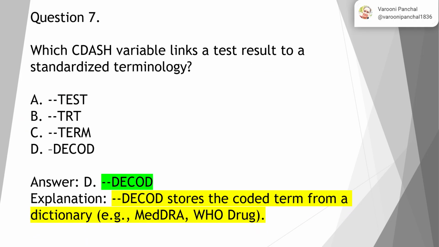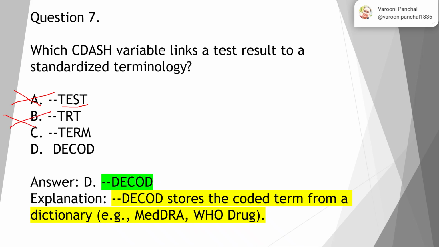Now this variable is used to indicate whether an adverse event or finding was present or not. Question 7. Which CDASH variable links a test result to a standardized terminology? Option A says test. Now this is related to the test of specific lab, right? So this is not the right answer. TRT is related to your treatment. So this is also not the right answer.